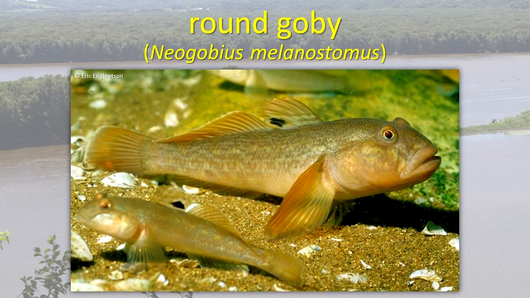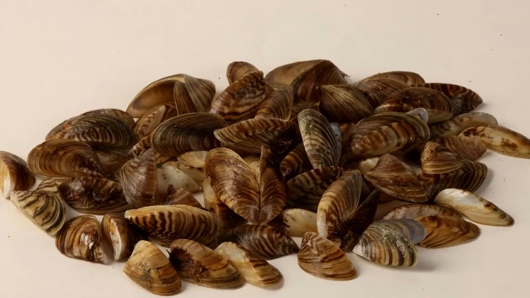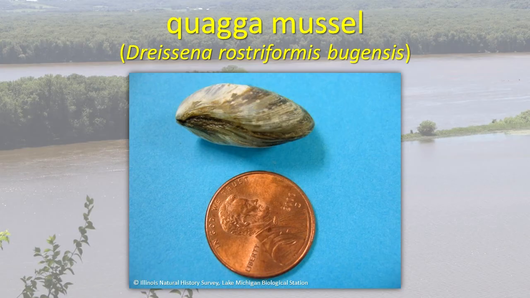The round goby is a small, bottom-dwelling fish. It lies on the bottom when searching for prey. It eats mollusks, crustaceans, worms, fish eggs, and insect larvae. The round goby competes with native fishes for food, but is also a source of food for native fishes and birds. It eats invasive mussels like the zebra and quagga mussels.